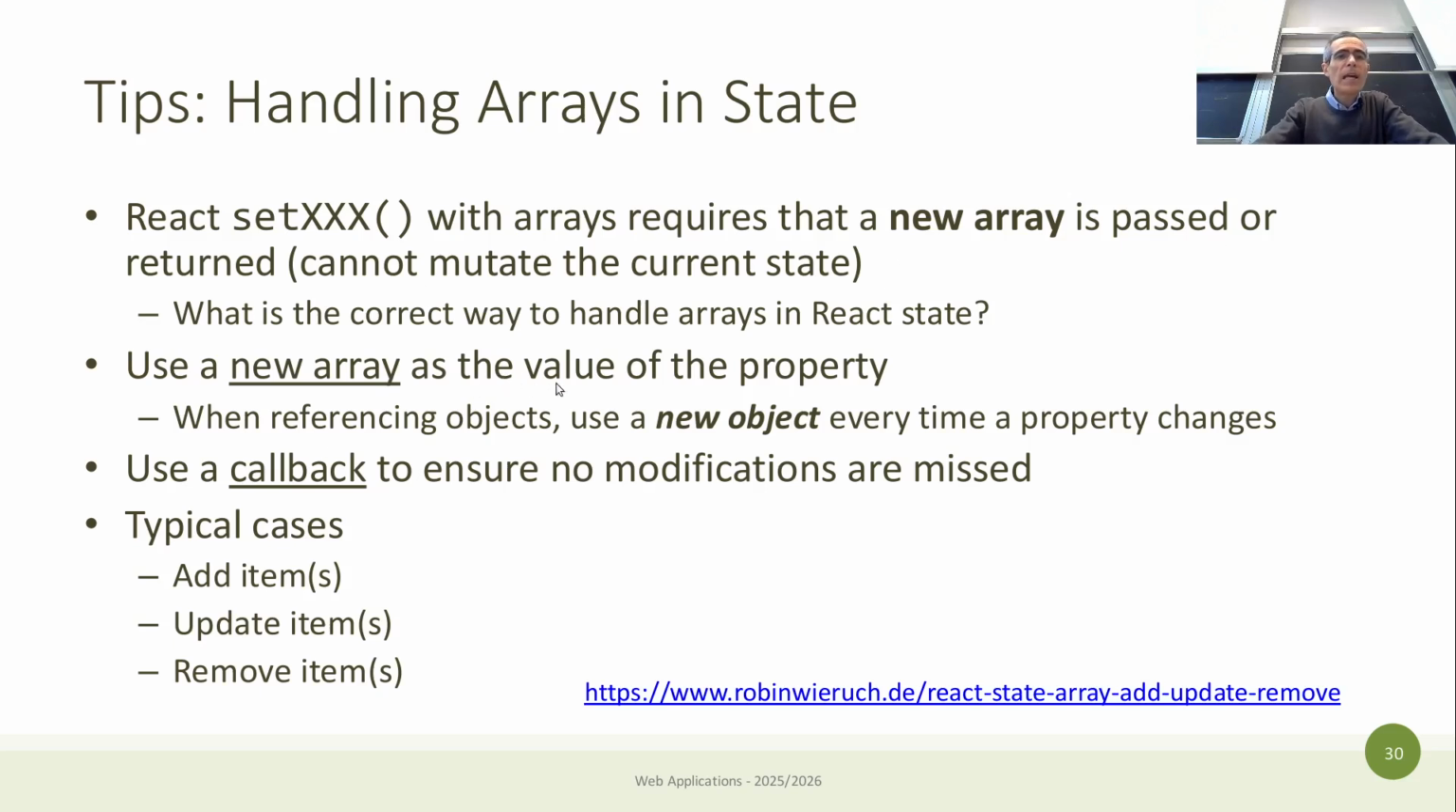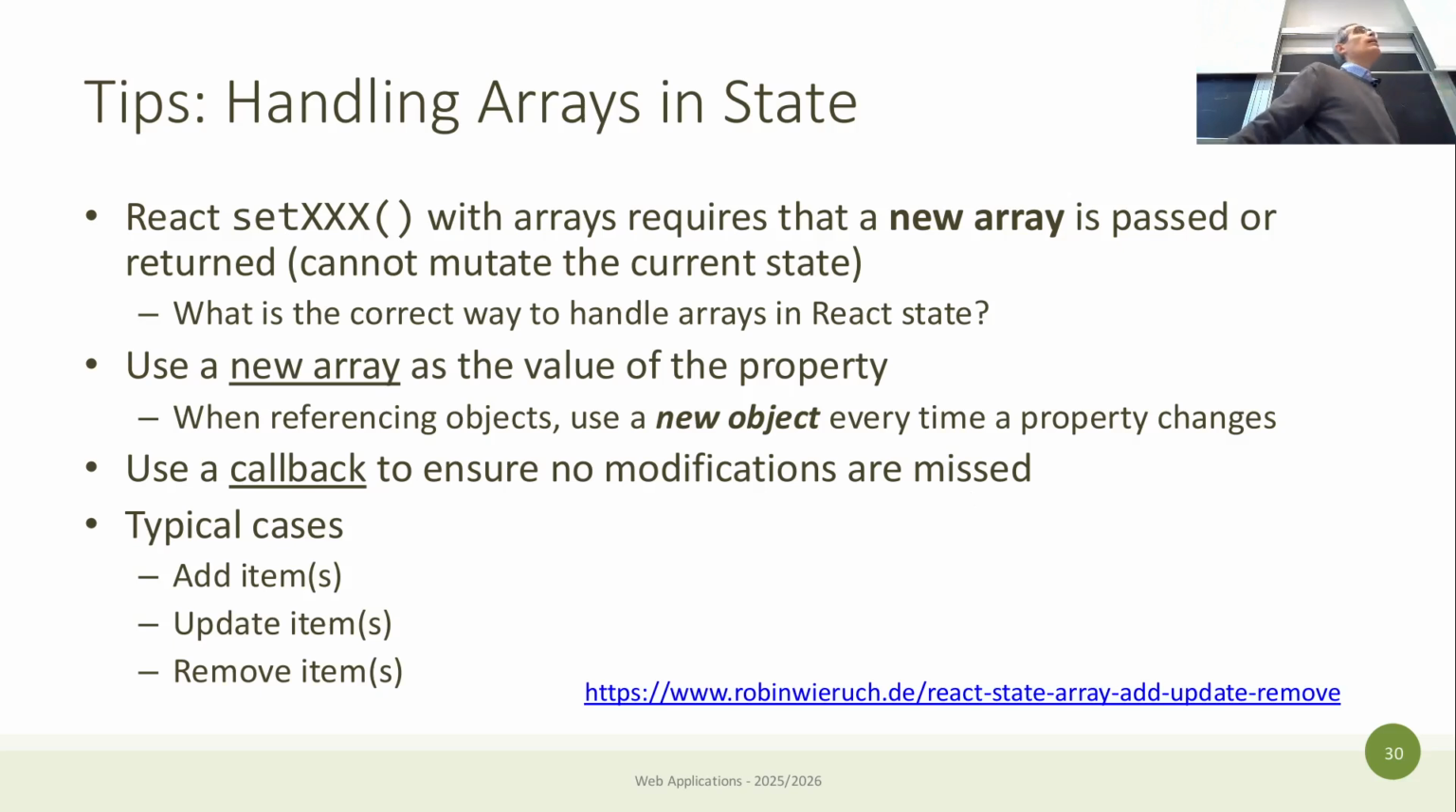So use a new array as the value of the state, and when referencing objects inside the array, you also need to use a new object every time a property changes. So if it's an array of objects, like it is in our application and in your application as well for the list of fields and so on, you don't have to change all the objects. But if an object has changed, the reference to that object has to change as well. You cannot just change props inside the object and expect React to notice the change, okay? And typically use a callback to ensure no modifications are missed, because you are creating a new state, a new array that depends on the old array.